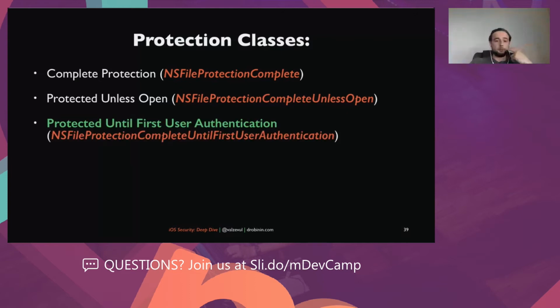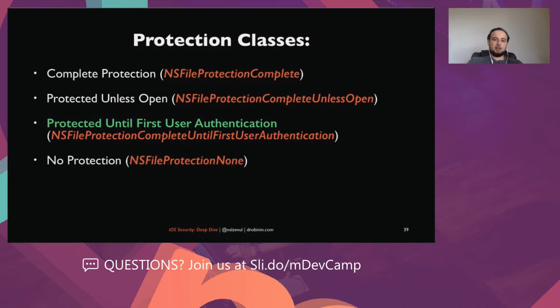The next one, and the default one, is protected until first user authentication, which, as you can guess, unlocks when the user unlocks the device for the first time after booting. And since then, the app can always access the file. That is fairly dangerous because you might just turn on the protection class out of the box, and that's what would happen, right? The attacker might see that the app is already closed, but the file is still decrypted and will be until the next reboot, which is a rare thing on iOS devices.